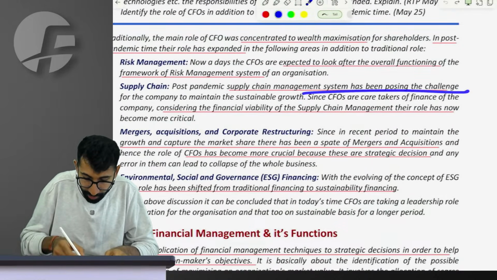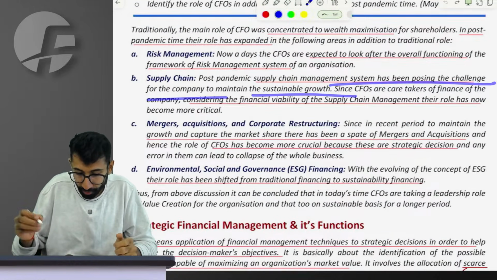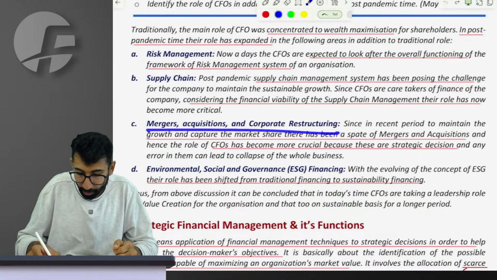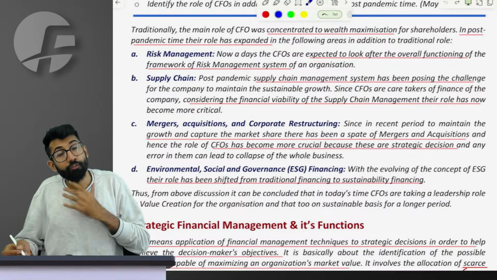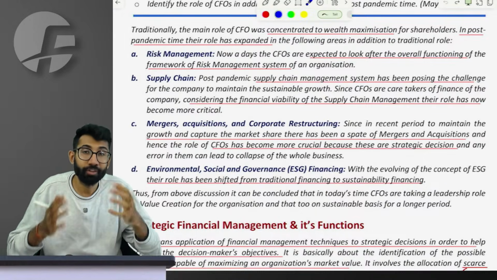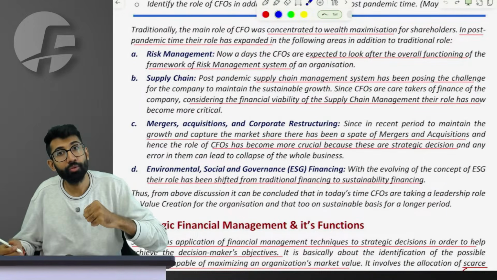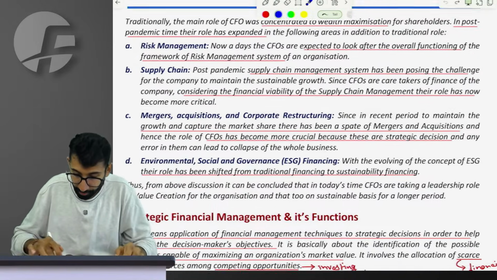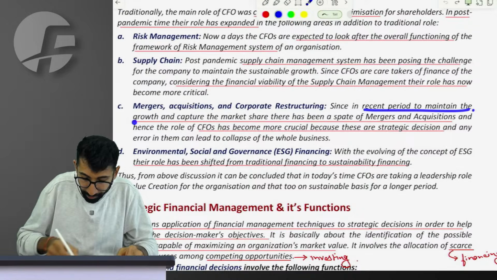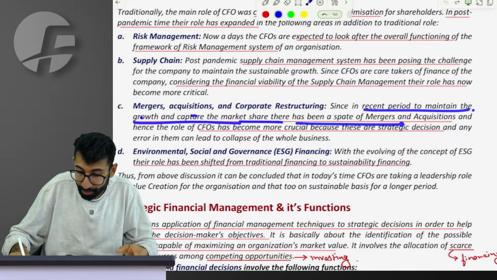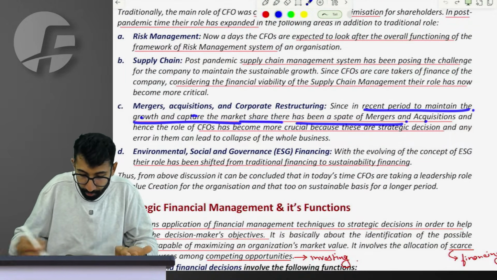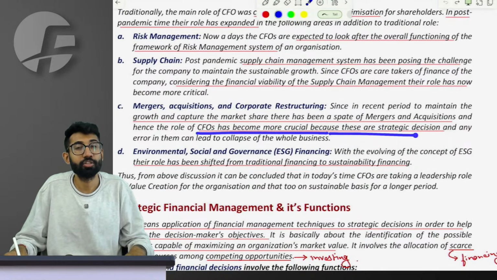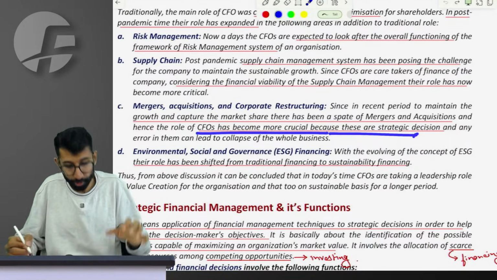That has been posing a challenge for the company to maintain sustainable growth, which is why the financial viability of the supply chain has become critical. M&A corporate strategy. As a CFO, for the sake of growth, you should be actively looking for targets. By acquiring them, you can create more value, more wealth, a bigger market share in the company. In the recent period, to maintain growth and capture market share, there has been a spate of mergers and acquisitions, and the role of the CFO has become crucial to take those strategic decisions to identify and merge.